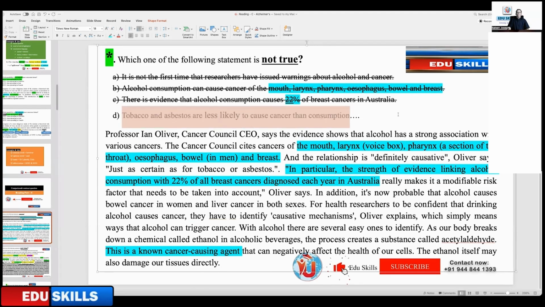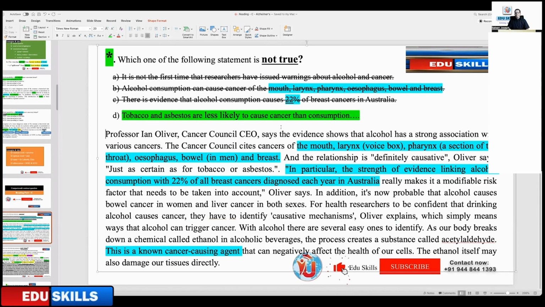Grammatically, whatever is grammatically wrong is the wrong answer. But when they have asked "not true", that is the right answer. This is grammatically not complete: "Tobacco and asbestos are less likely to cause cancer than consumption." Consumption what? So this is not complete. Grammatically, it is not correct, so that is the wrong option. But since the question is which one of the following statements is not true, that is the right answer.